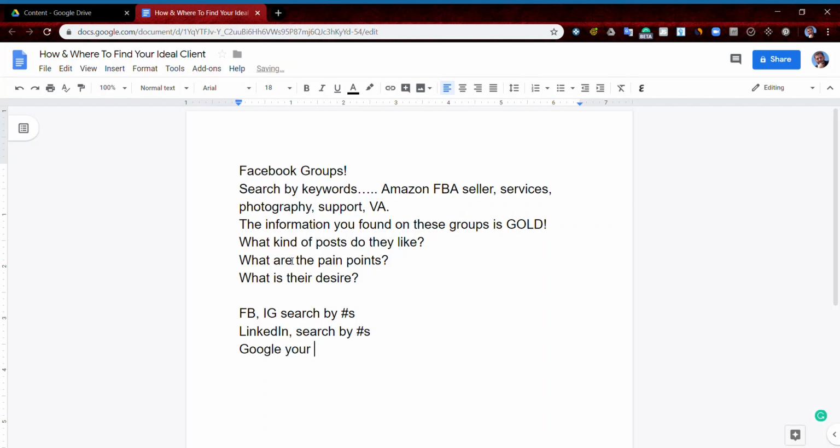Google your keywords. What I mean by keywords is, what did you decide on? What do you find? We used the example of camping. Here I'm using the example of Amazon FBA.